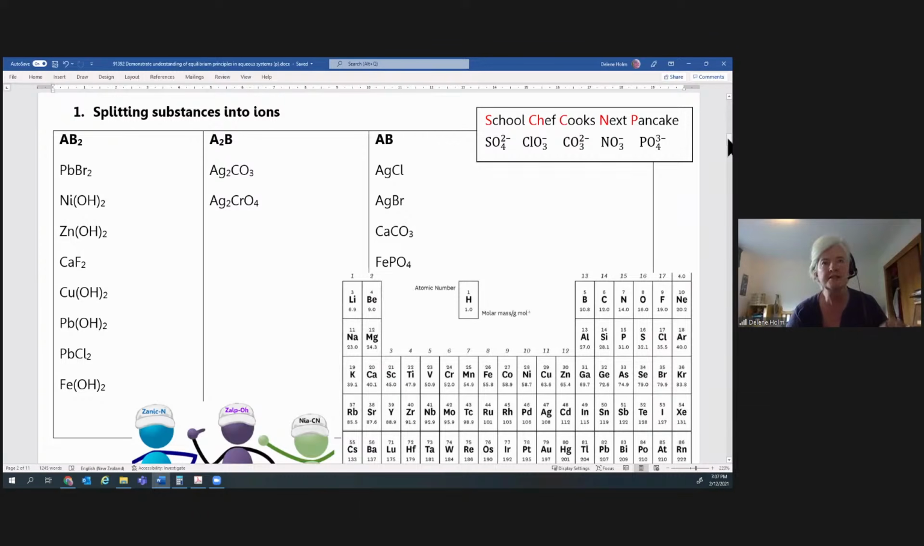I found a big stumbling block is being able to look at a compound and then work out how it splits, what ions. So the first thing you need to know is, of course, you're given a periodic table, and if you do more or less down over here, these are the non-metals and these are the metals. So if you've got an ionic substance, it's always a metal with a non-metal.